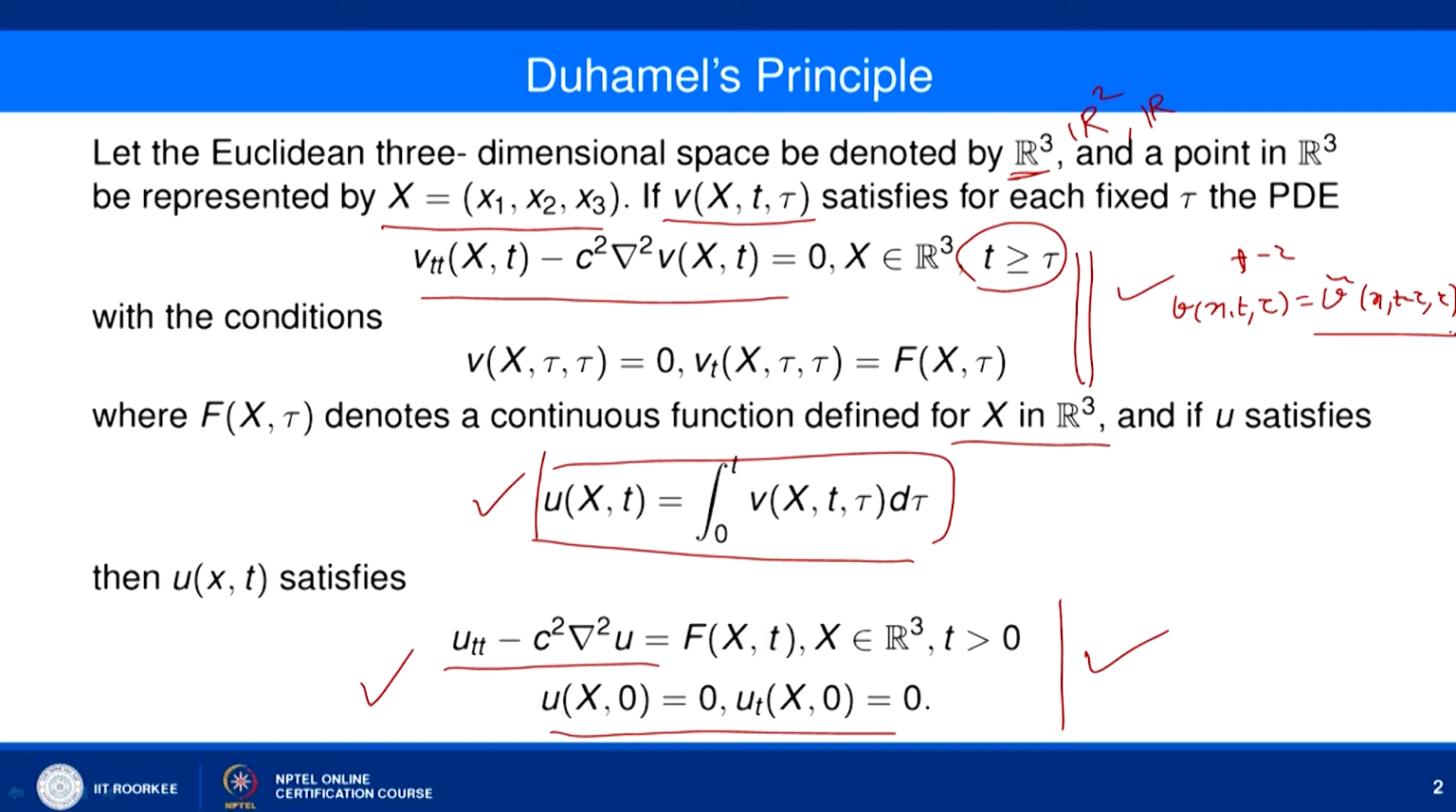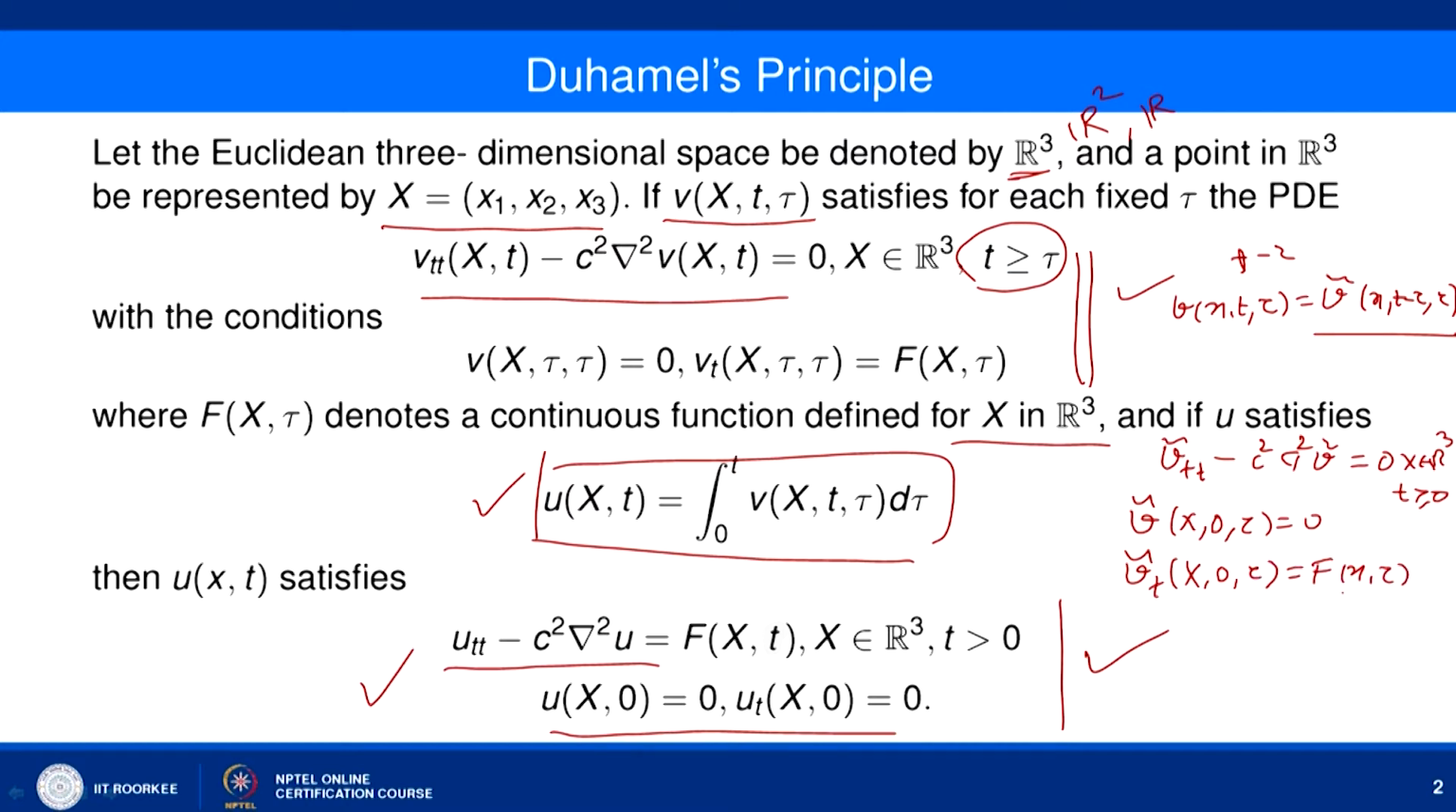Then this V tilde(x, t minus tau, tau) will satisfy the following equation: V tilde tt minus c square del square V tilde equal to 0, where x belongs to R3 and t is greater than or equal to 0, rather than starting from t greater than or equal to tau. Now, for this V tilde, t is greater than or equal to 0, and if we look at the initial condition, at t equal to tau we have the initial condition 0. Since we are assuming V(x,t,tau) as V tilde(x, t minus tau, tau), at t equal to tau this value V tilde(x,0,tau) is given as 0, and V tilde t(x,0,tau) is given as f(x,tau).